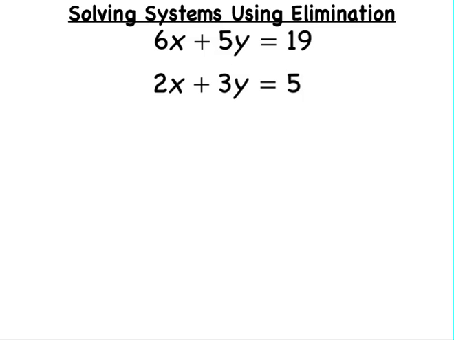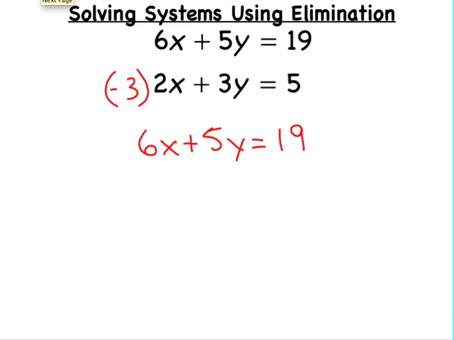Now none of them are the same, but we can make them the same by multiplying the equations by something. And what you want to notice is that 6 is a multiple of 2. So if I multiply 2 by 3, that'll give me 6. But I don't want 6. I want negative 6. So I'm going to multiply by negative 3. So I'm going to rewrite the first equation. And that's only because I decided to multiply the second equation by something. So I'm going to leave the first equation alone.